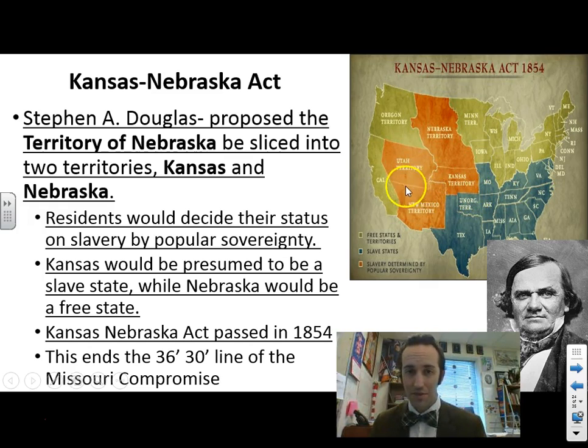It's also breaking the old Missouri Compromise. The Missouri Compromise drew a line saying these would be the slave states and these would be the free states. This breaks that rule, saying, nope, let the people decide for themselves. Congress passes the law, so let's see what happens in Kansas.